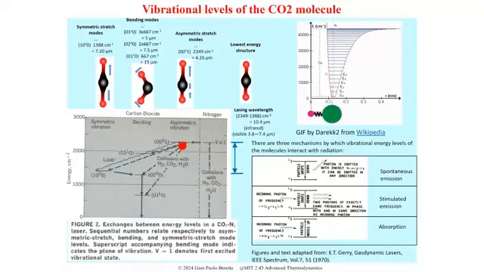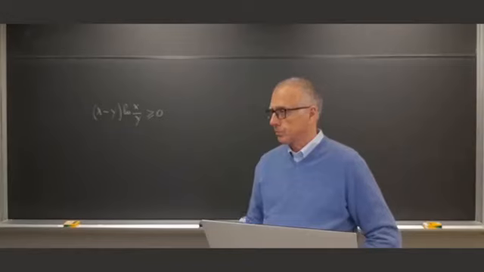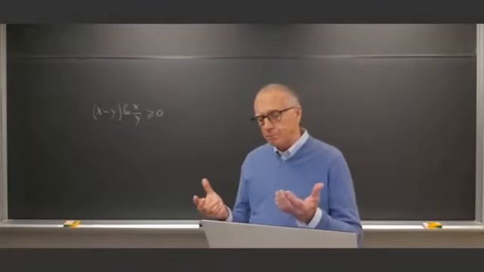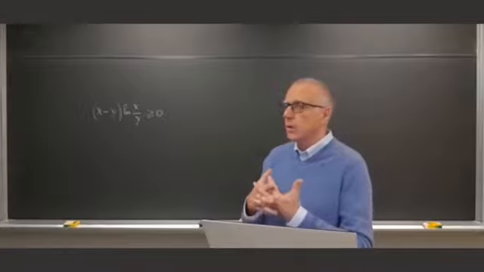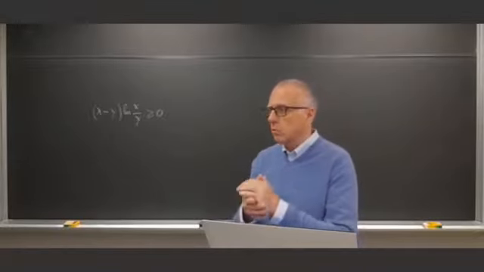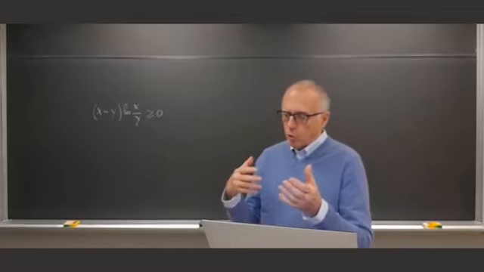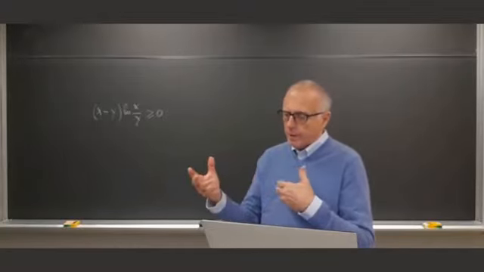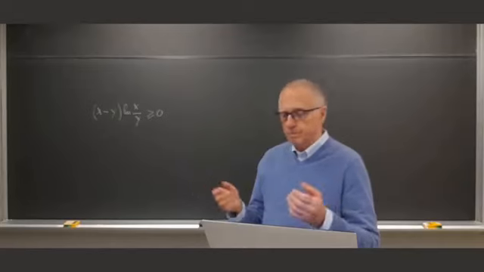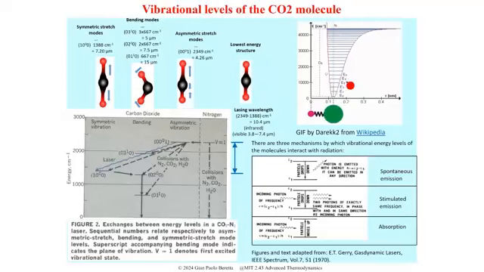And this one, when it decays to this level, now, every time a vibrational level decays to a lower level, it emits a photon. If that happens in a random situation, those photons would go in all directions randomly. That is called spontaneous emission.